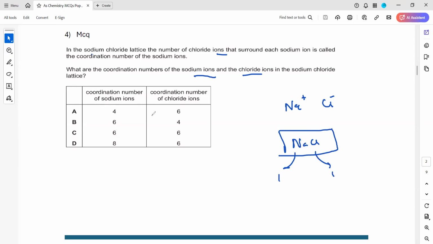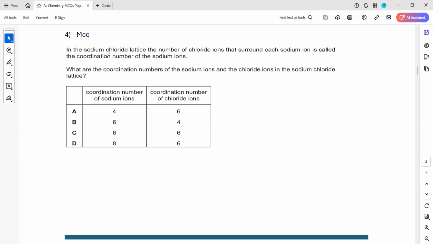So which ratio is 1:1? Is option A ratio 1:1? No, it's not 1:1. Option B is not ratio 1:1. Option C is 1:1. So that's why we select C as the right answer. If it was the same question, and instead of sodium chloride, the question was calcium chloride, so calcium chloride is CaCl2. What will be the ratio between calcium and the chloride ion? The ratio is 1:2. If we have one calcium ion, there should be two chloride ions.